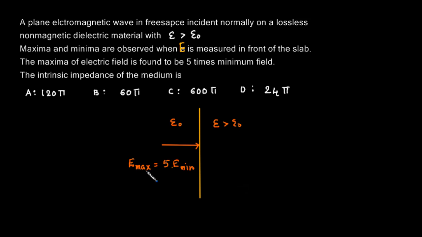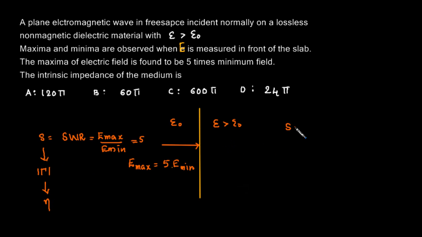So what we are given here is the standing wave ratio, which is Emax by Emin, is 5. Now from this standing wave ratio we can find out the value of intrinsic impedance. How? So we have to find out what is the reflection coefficient, and from the reflection coefficient we can find out the value of eta. So let's see how to solve this.